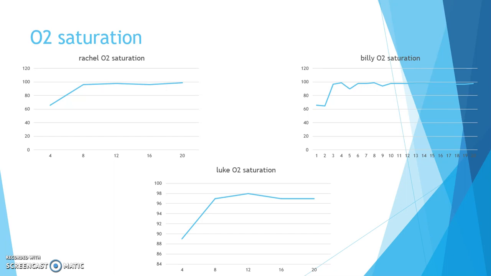which is suggesting that they are working aerobically, as they are able to breathe in more oxygen, which is getting to the muscles. From 8 to 20 minutes, there is another increase. This further supports that they are working aerobically.